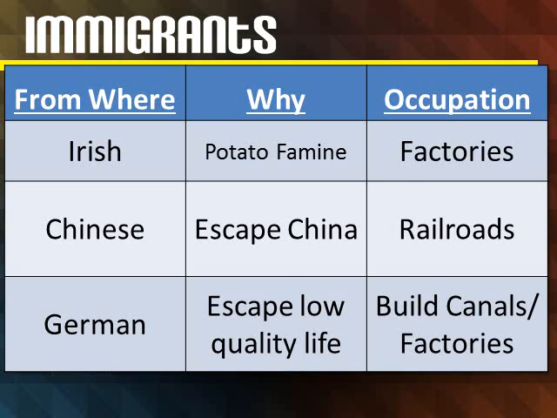And then finally, you have the Germans. Now, the Germans didn't really have a good quality of life. Most of them were really, really poor. It was really hard to find a job, and so they wanted to move to America to find jobs. Their main occupation was building canals and working in the factories like the Irish.